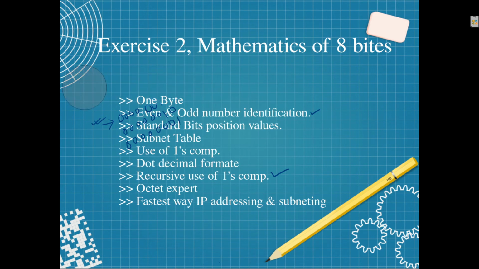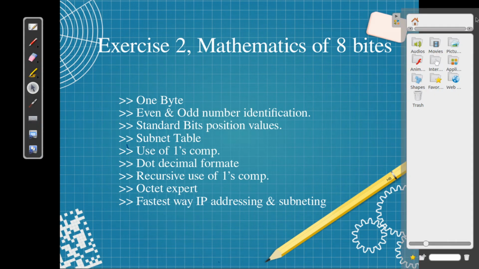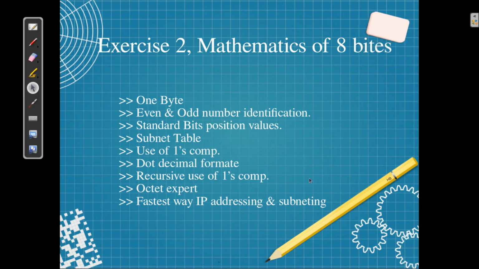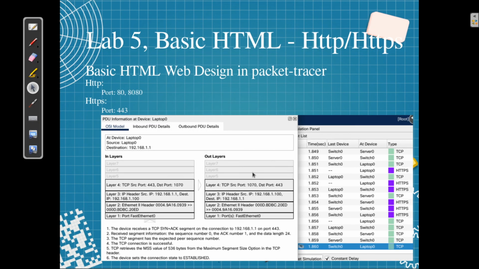So let's remove this. Come to Octet expert. Now, the fastest way of IP addressing and subnetting. We're going to do the fastest way of IP addressing and subnetting in the next exercise. I'm going to send you the exercise for this. Please do some practice, I have already sent you a table. You need to complete that table. Clear, guys? Any question till here? I should move to the lab now. Yes, sir. We are good. Okay, thank you, guys.